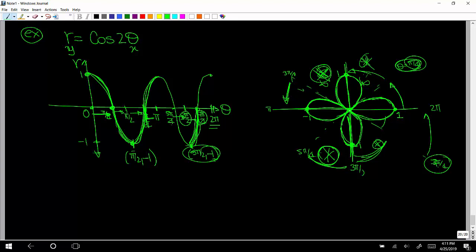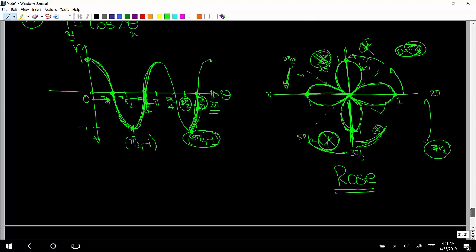It might seem a little bit complicated, but once you get used to it, once you practice, this method works really well. By the way, this graph has a special name. It's called a rose. Okay, right. So that's how we graph polar curves.